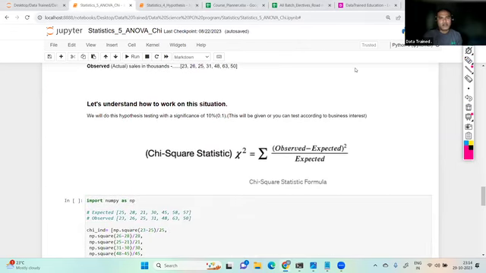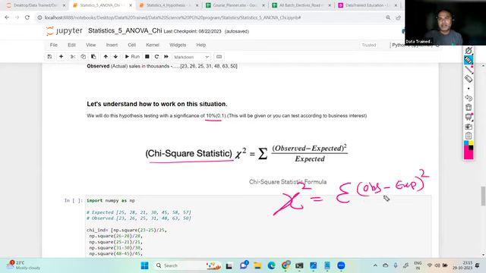It uses a simple formula. Here you can give a significance level, an alpha level. This time we'll use a 10% alpha level. It's a very simple formula. The chi-square statistic is the summation of observed minus expected, whole square, divided by expected.